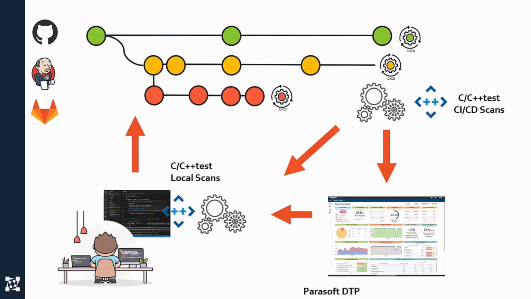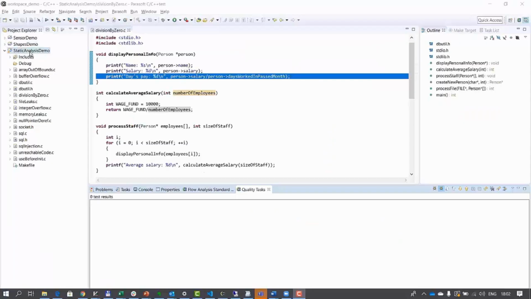So let me bring up our solution. What you can see here is C++test Professional. It's available as a plugin to Visual Studio, Eclipse and Eclipse-based embedded IDEs. We also support Visual Studio Code.